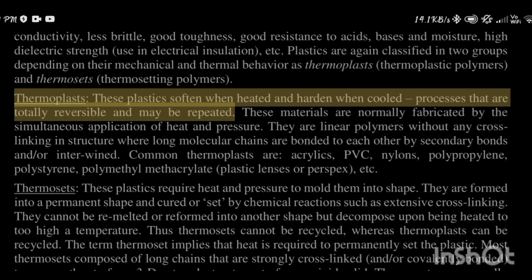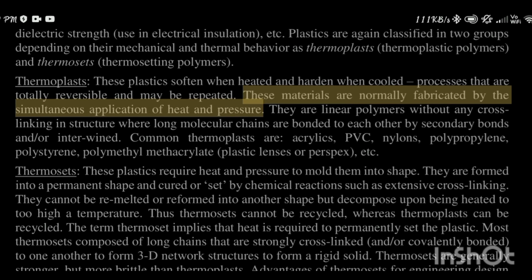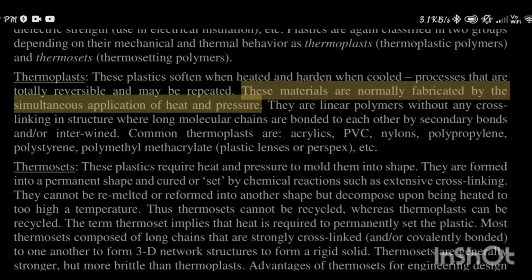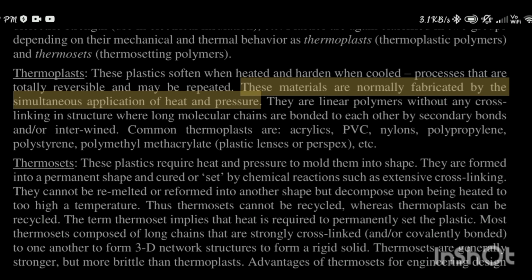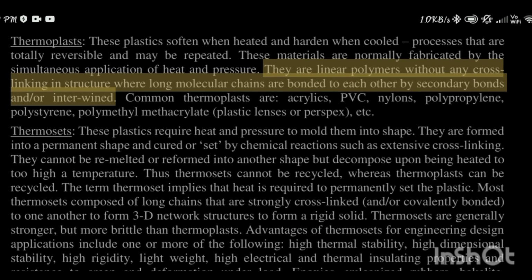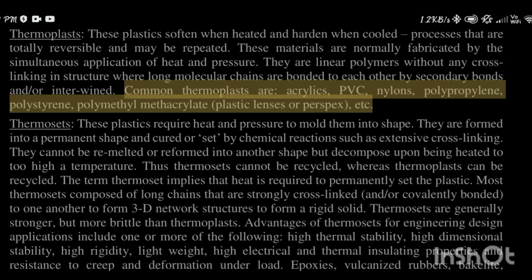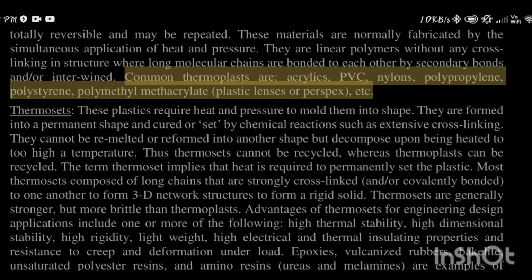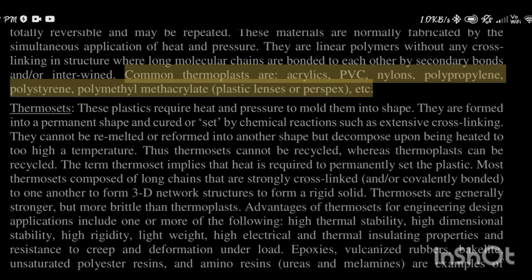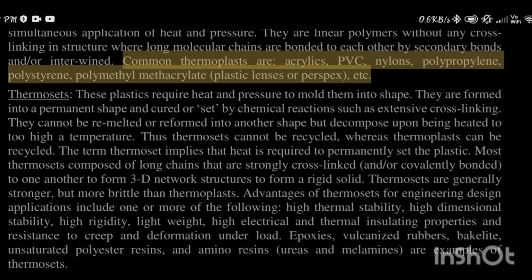Thermoplasts. These plastics soften when heated and harden when cooled, processes that are totally reversible and may be repeated. These materials are normally fabricated by the simultaneous application of heat and pressure. They are linear polymers without any cross-linking in structure where long molecular chains are bonded to each other by secondary bonds and/or intertwined. Common thermoplasts are acrylics, PVC, nylons, polypropylene, polystyrene, polymethyl methacrylate, plastic lenses or perspex, etc.